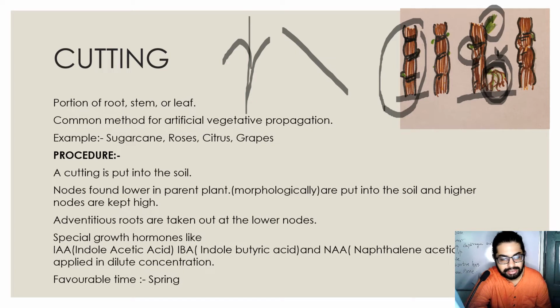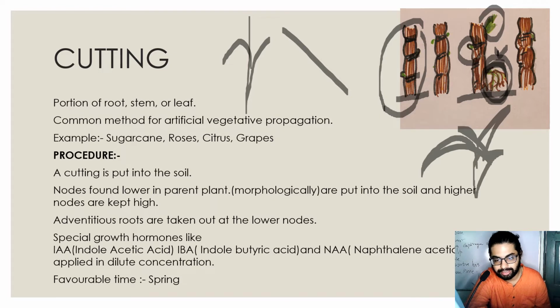So once these adventitious roots are taken out at the lower nodes, and special growth hormones like IAA, which stands for indole acetic acid, IBA, indole butyric acid, and NAA, naphthalene acetic acid, are added in dilute concentration, these buds will develop at this cut portion of these nodes, and these small green buds will develop into a new plant. So this is called cutting.